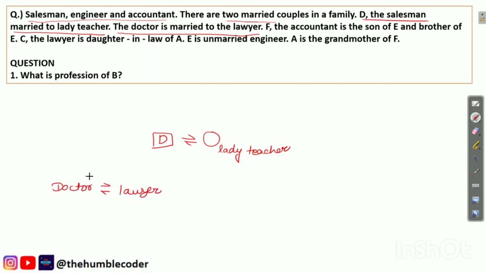Next, F, the accountant, is the son of E. Okay, so F is an accountant and he is a son of E and brother of E. So there is a correction. F is an accountant, he is the son of not E but B will come here. So F is an accountant and he is a son of B. It is clearly mentioned that he is a son, so that is why we have assigned him as male, and he is the brother of E.